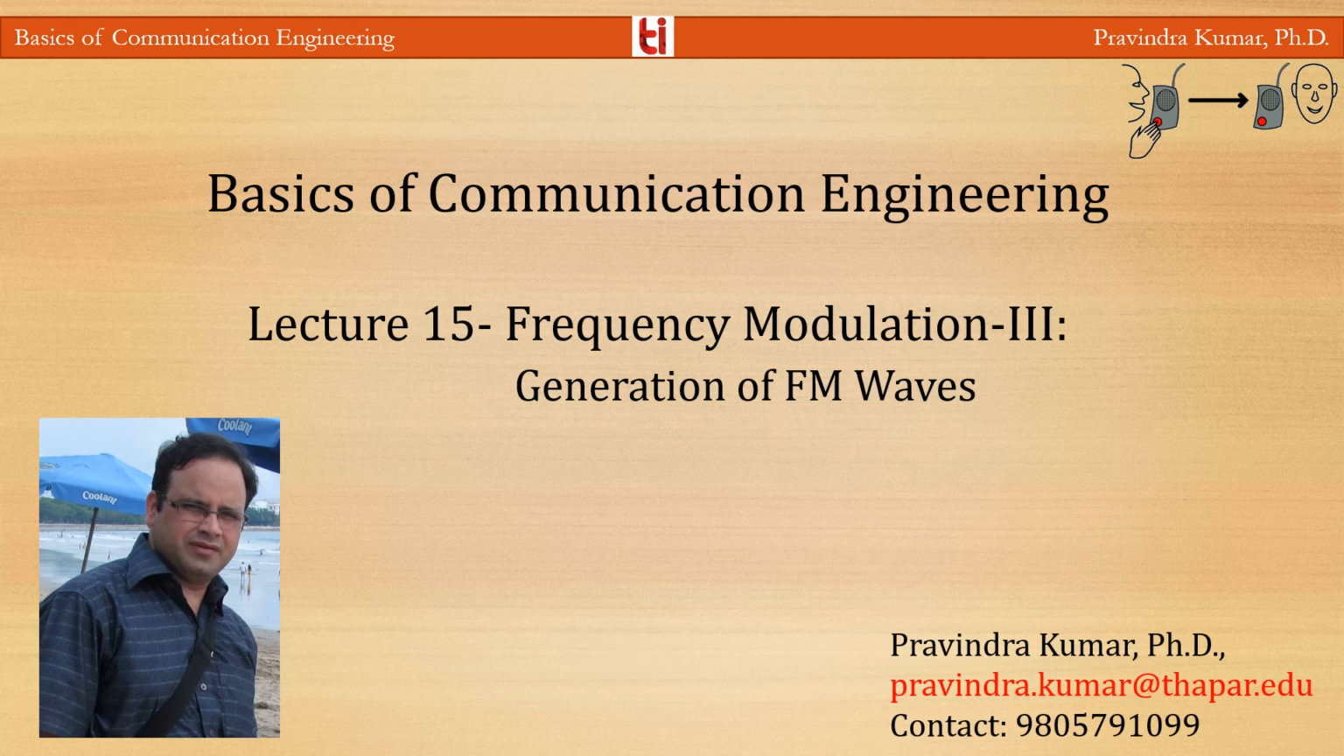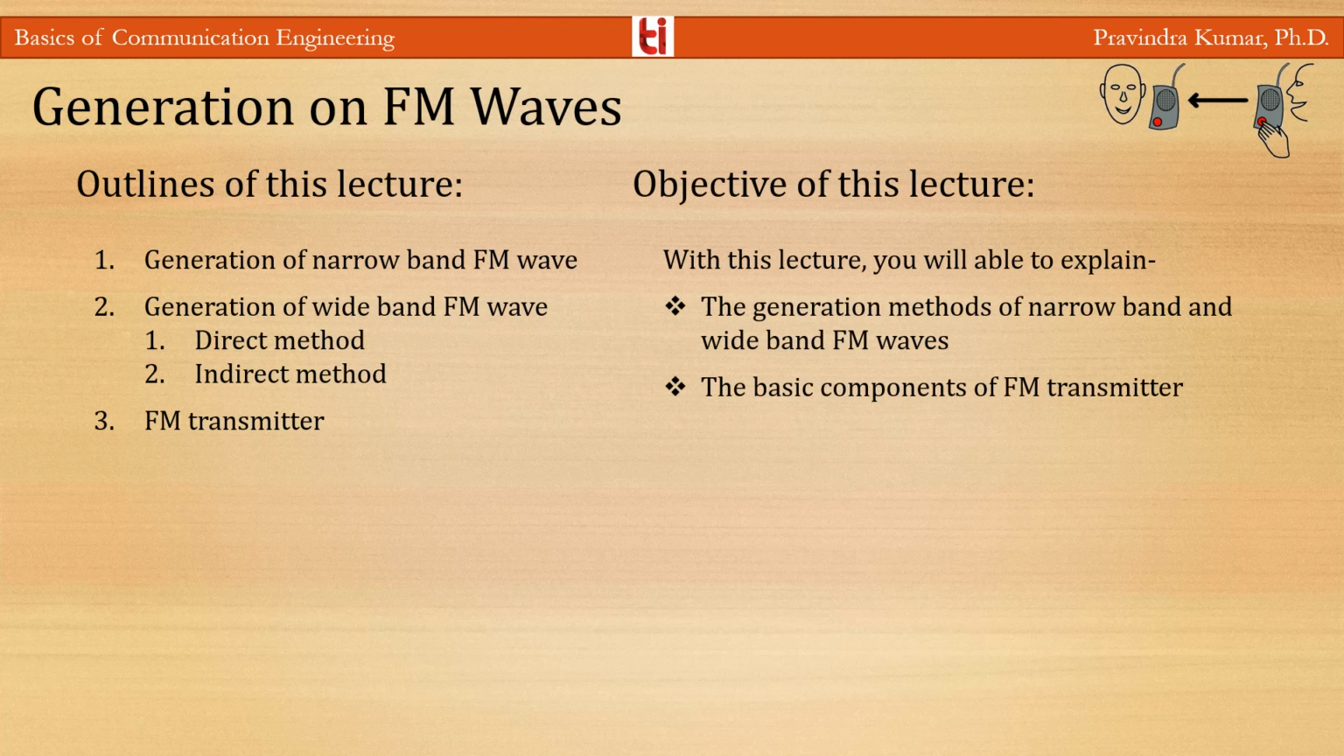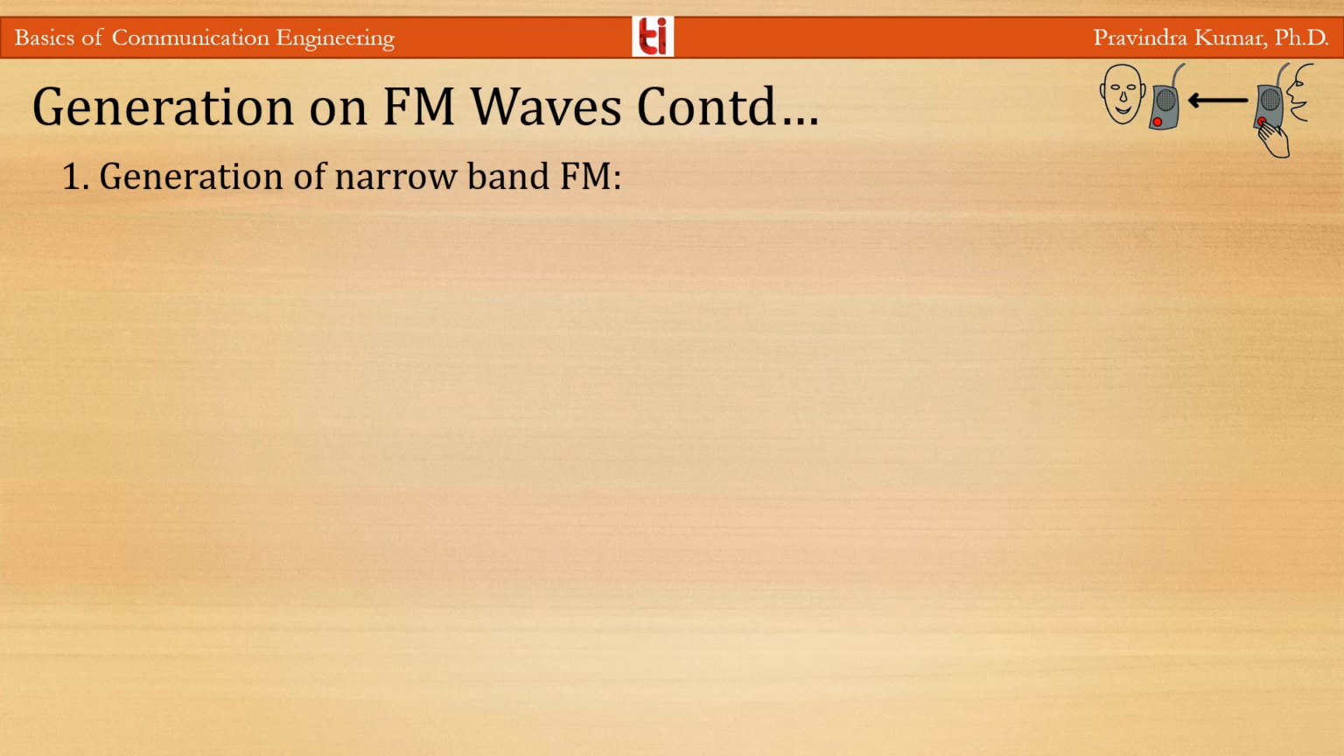The outline of this lecture is the generation of narrowband FM waves, the generation of wideband FM waves using the direct method and indirect method, and the FM transmitter. By the end of this lecture, you will be able to explain the generation methods of narrowband and wideband FM waves and the basic components of an FM transmitter. Now we will start with the generation of narrowband FM.